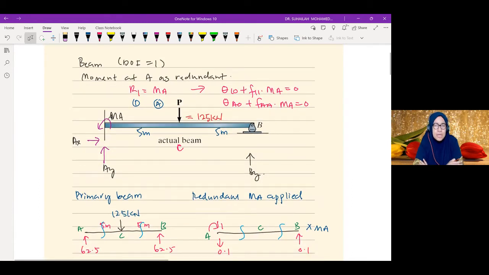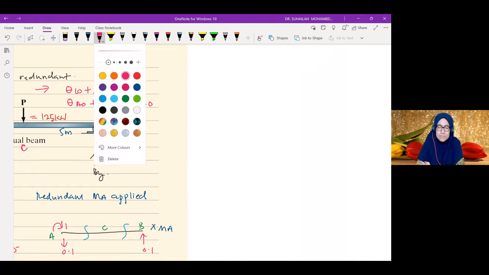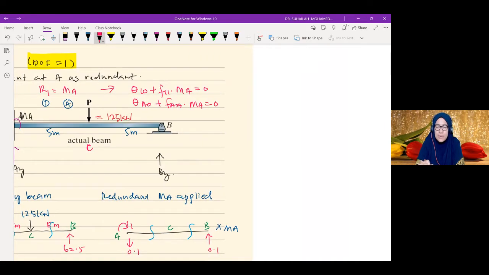Okay, this is the beam. Degree of indeterminacy is equivalent to 1. So now I want to choose the moment at A as the redundant. For one redundant, we have two possible primary beams.